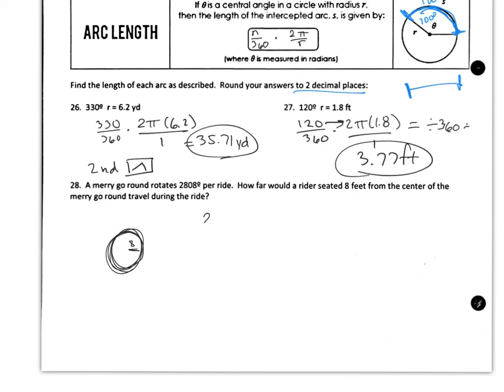So we have 2808 divided by 360, times 2 times pi times the radius of 8. Again, straight across the top, hit enter, divide by 360. We get 392.07 feet.